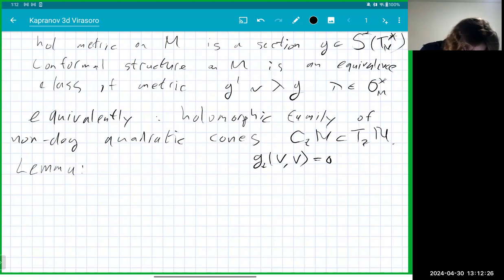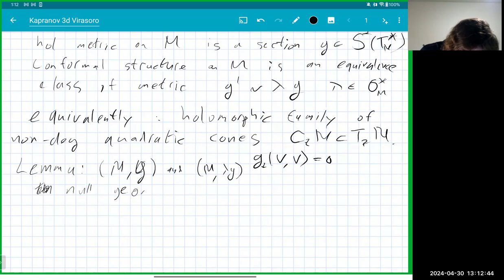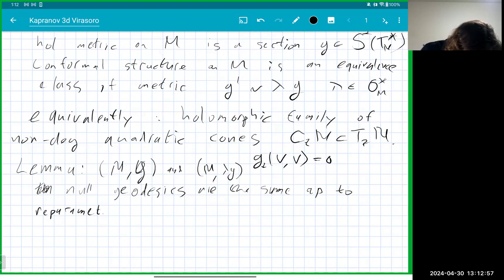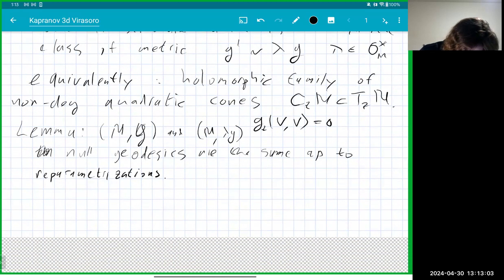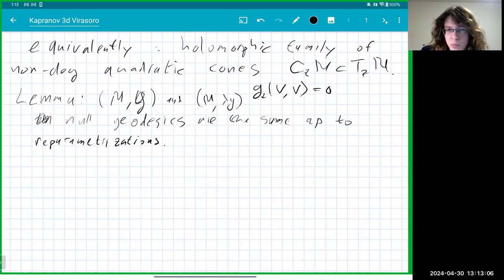Okay. So for the two manifolds, (M, g) and (M, lambda g), the null geodesics are the same up to reparametrizations. Therefore, we expect this space of null geodesics to be well defined for a fixed conformal structure.